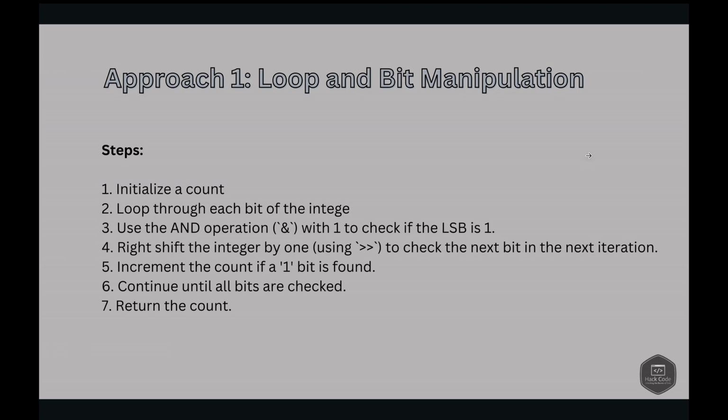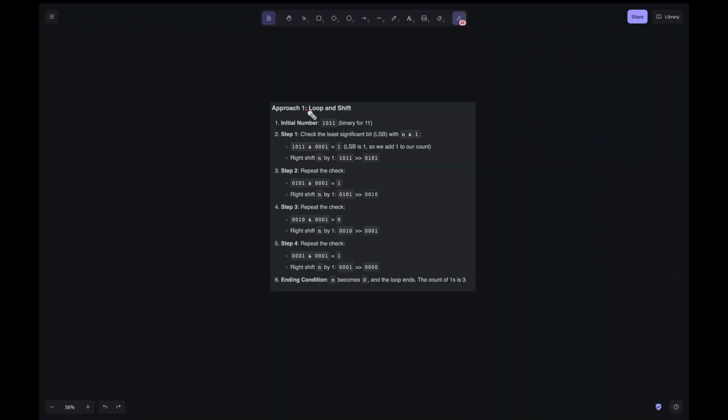So let's see what I meant. Here in approach 1 we do loop and shift. We take a typical example of 11 and explain approach 1. The binary representation for 11 is 1011. The first step is to check the LSB by doing n AND 1. So basically this is the number we have, 11, and then we do a bitwise AND with 1. Here the LSB we get is 1. So now we add it to our count since we are interested only in the number of 1 bits, or set bits. Then we right shift n by 1.